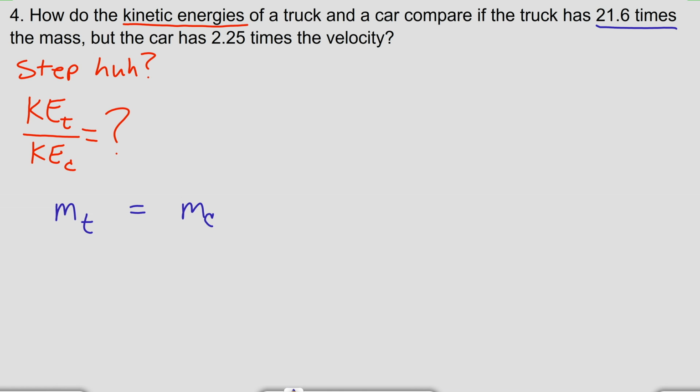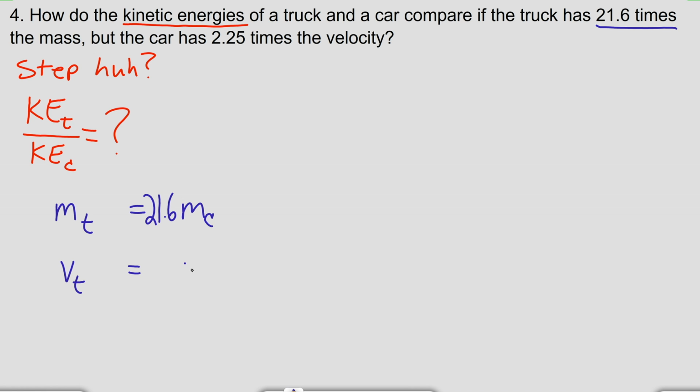Does this one go on the left or on the right of what I've just written? The mass of the truck is 21.6 times the mass of the car. So that one's going to go there. Convince yourself that that makes sense. So whatever the car weighs, whatever the mass of the car is, the mass of the truck is 21.6 times as big. And now we have to figure out their velocities.